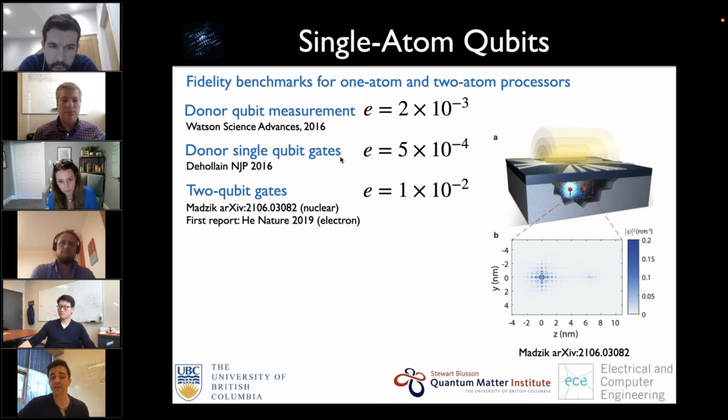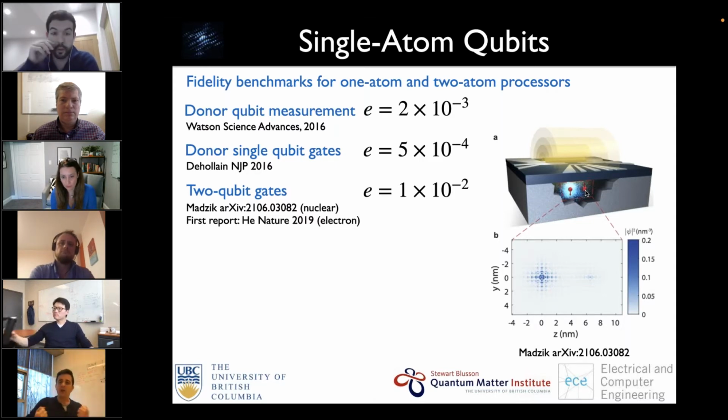Donor single qubit gates have been realized with very low errors, and there's a paper on the archive from Andrea Morello's group in Australia demonstrating one of the main challenges in the Kane proposal, which would be to entangle the nuclei of two adjacent phosphorus atoms, so that their properties are highly interdependent on each other. And this was done with an error of around 1%, so a fidelity of around 99%.